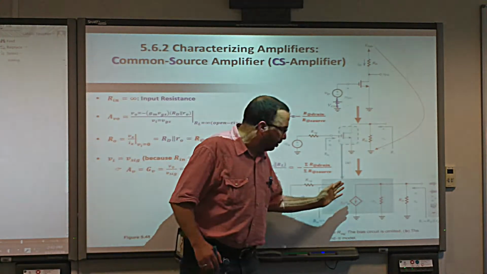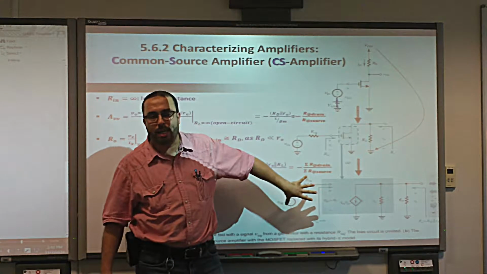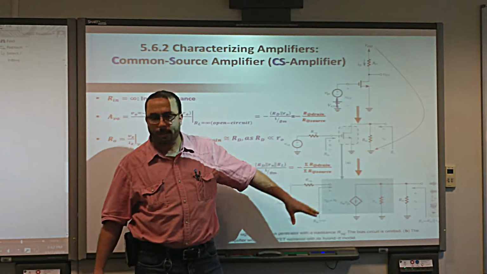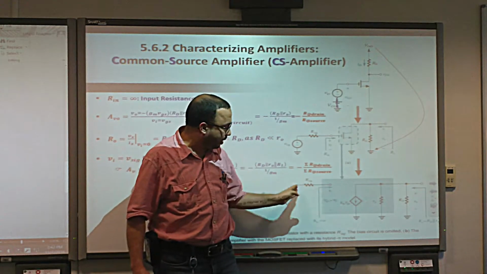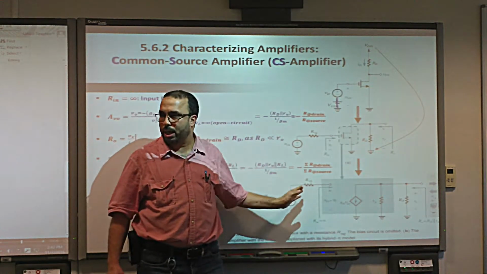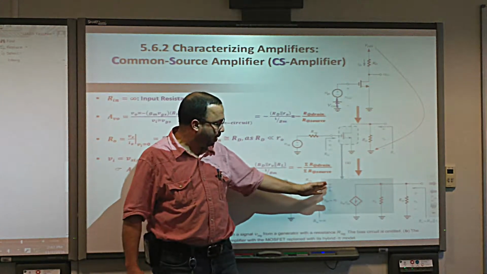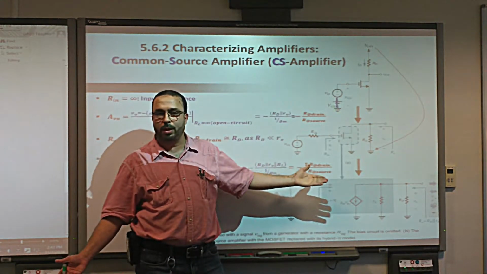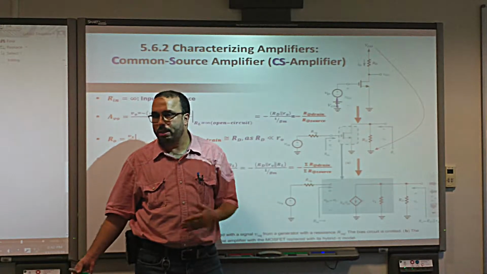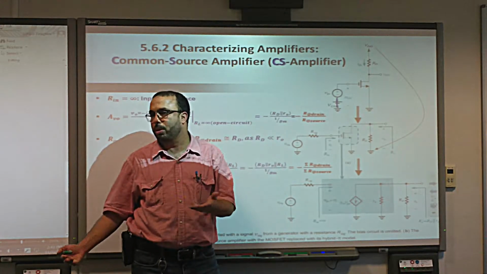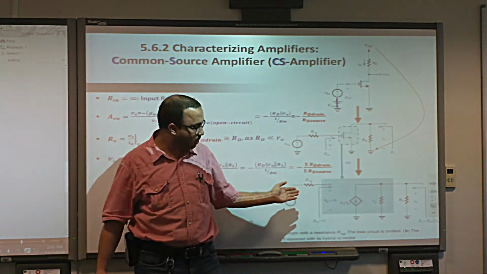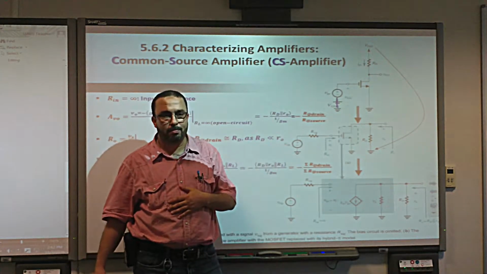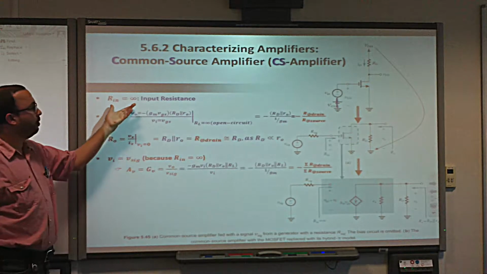Now, let's characterize this. So the first characteristic of an amplifier is the input resistance. I set the current here. How much current can go to the gate? Because that's the input terminal, yes or no? 0. Very good. So the input resistance must be infinity, because the input current is 0. Is there any current that goes to the gate? Nothing. Right? So our input resistance is infinity.